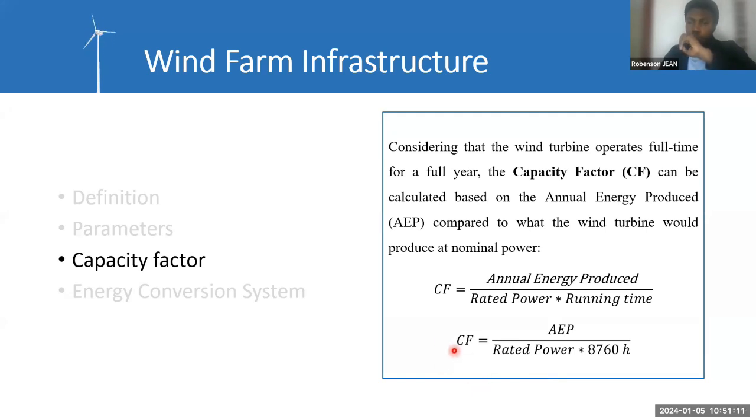The range for capacity factor is around 40%, like 0.4, 0.3. If you have a wind farm with a capacity factor of 30%, it is a very good result.